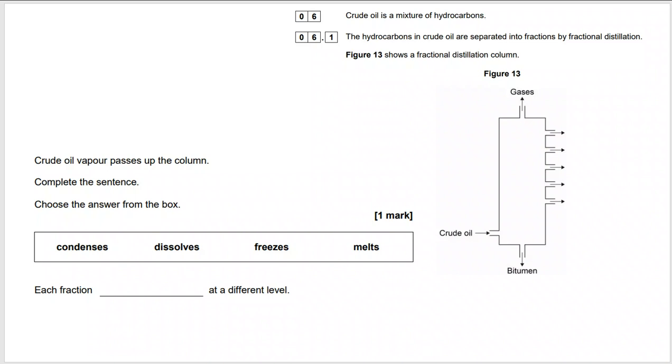This is an AQA GCSE chemistry question. It's from the Trilogy Foundation Paper 2 of 2018, and this is question 6. So the whole question is coming up to begin, so you can pause and have a go for yourself, and then review at the end of the video.